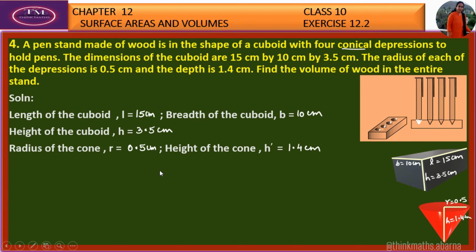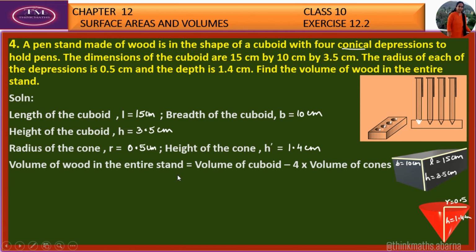Now we have to find out the volume of wood. In this volume of wood, the cone is hollow. So from the total volume, which is the volume of the cuboid, we have to remove 4 times the volume of the cone to get the required volume. So volume of cuboid minus 4 into volume of cone will give the answer.